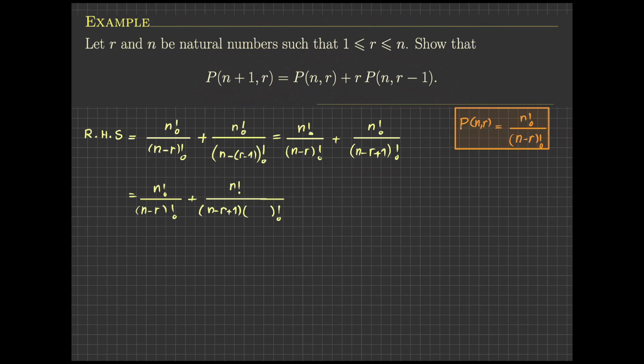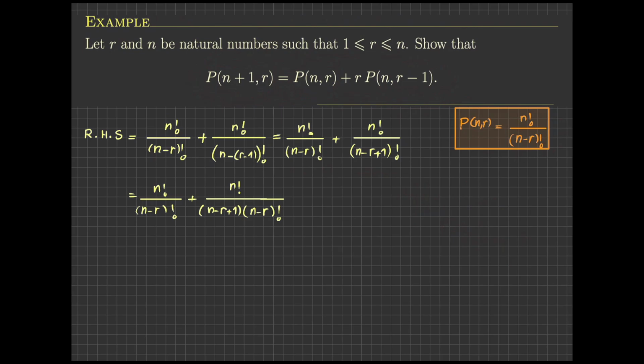So you know that if I say 9 factorial, you can write 9 times the previous factorial. If I write 10 factorial, you can write 10 times 9 factorial. So what can I write now? N minus r factorial, yes. Do you agree? N minus r plus 1 times the previous number, which is n minus r factorial.